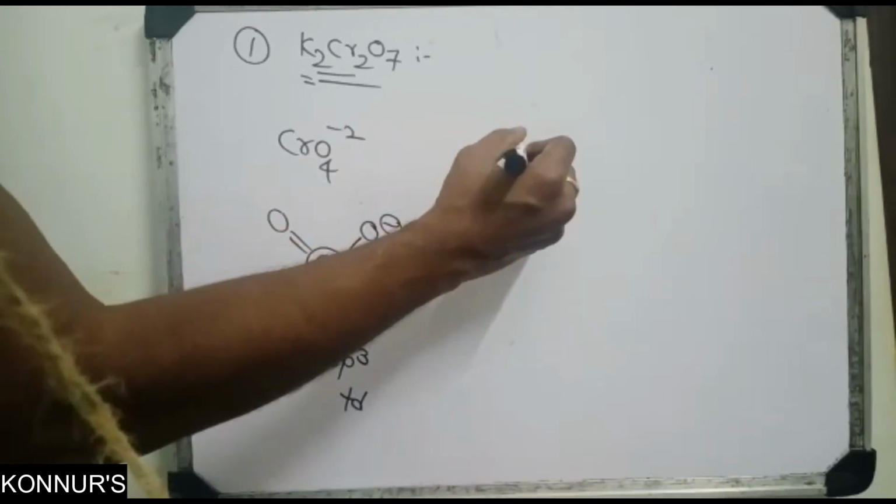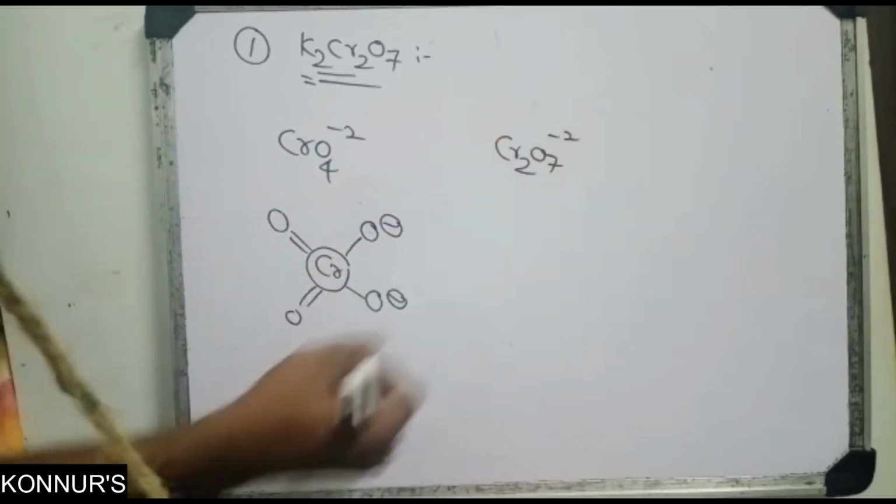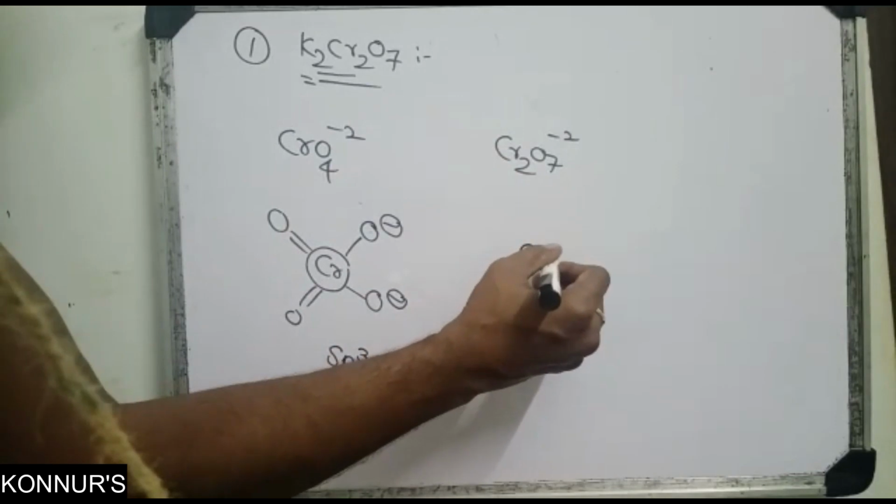Next Cr2O7, Cr2O7 minus 2. So here also 2 chromiums you take.